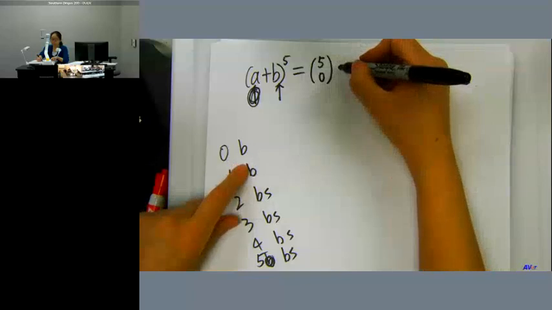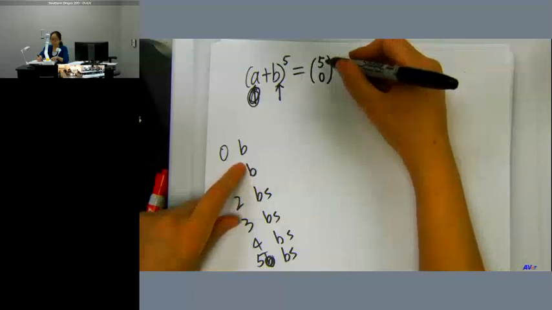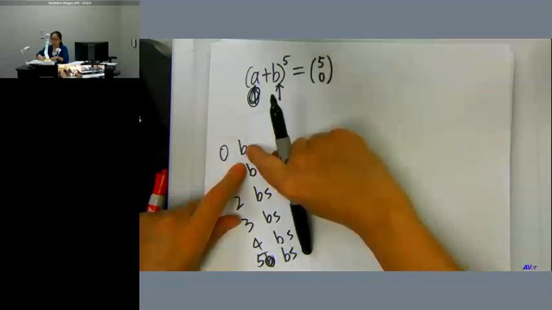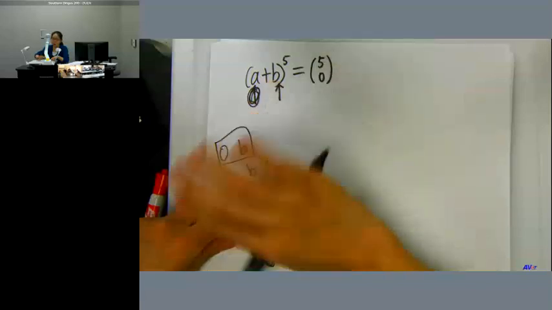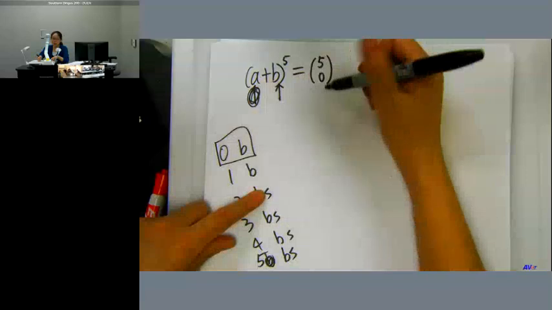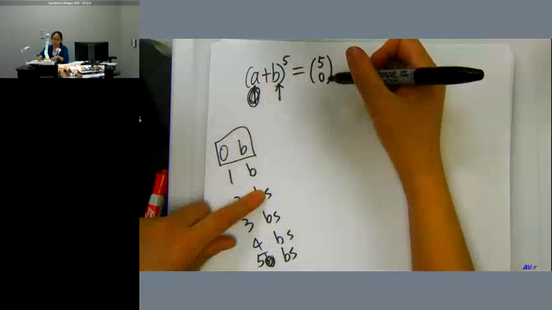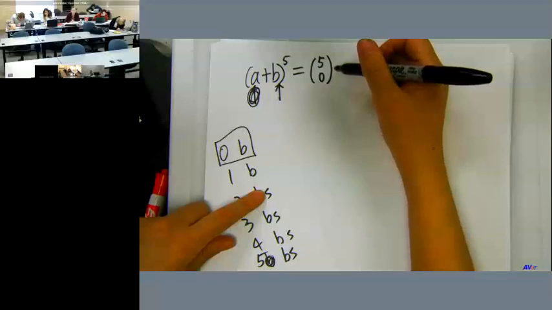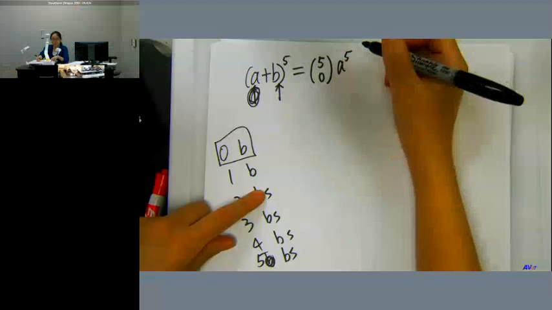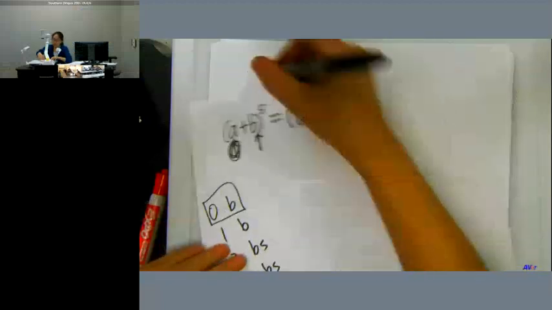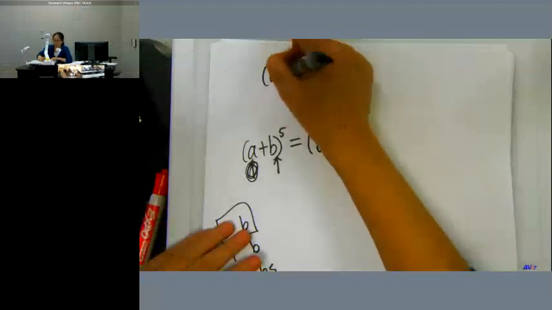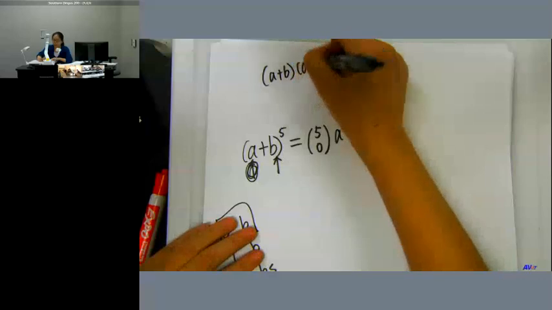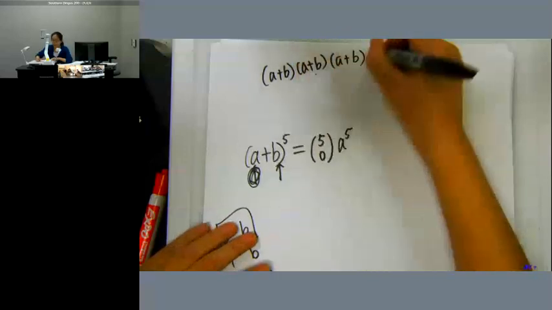If I choose 0 B's, what am I going to get for the variables A and B? If I choose no B's at all, 0 B's means no B's. If I don't choose B's, what do I choose to multiply? A's. How many A's? A to the fifth. Yes, A to the fifth. I can write this down for your reference, but when you really do the question later, you don't need this anymore.